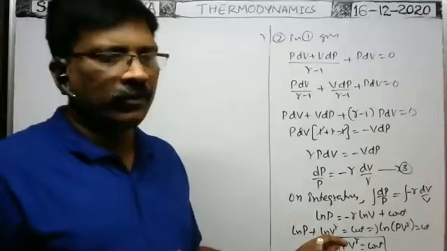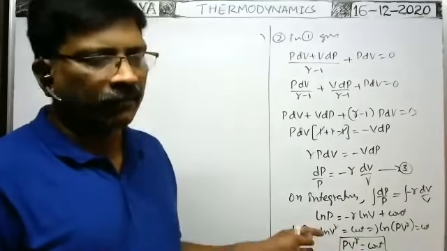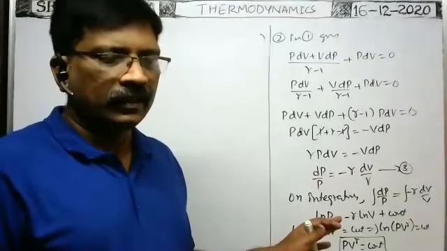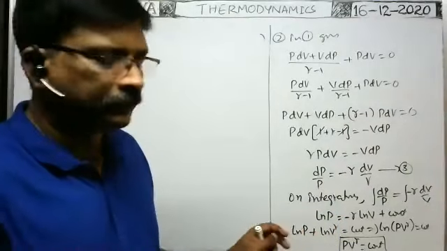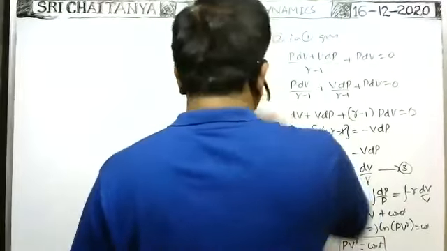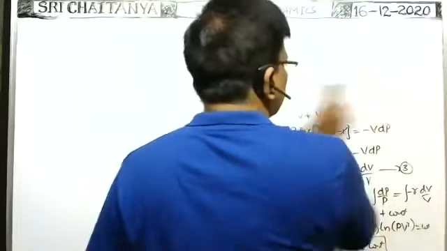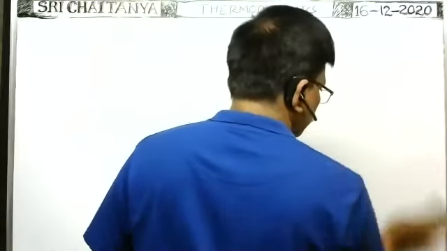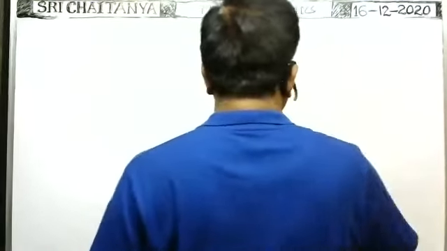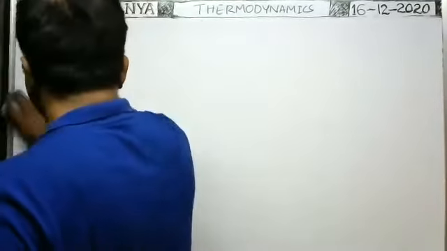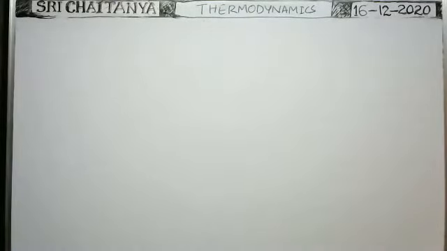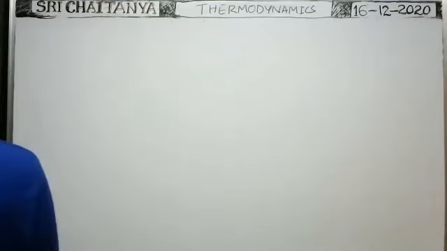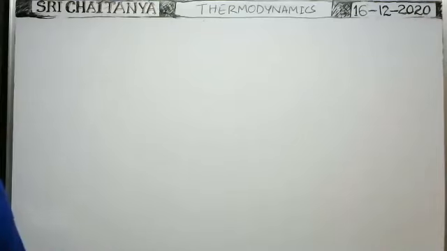Already, based on this PV to the power of gamma equal to constant relation, we derived the relations between VT and PT. The VT relation is there, the PT relation is also there. Next, second law of thermodynamics.